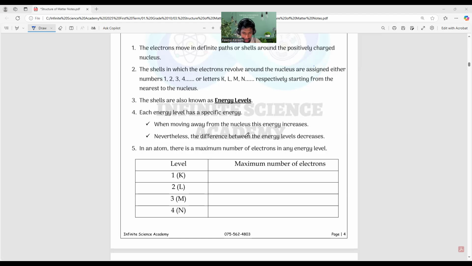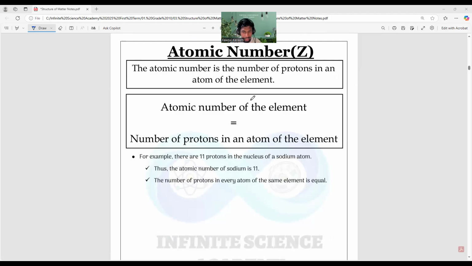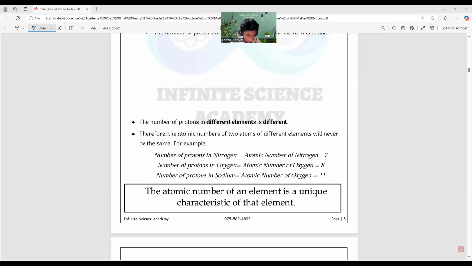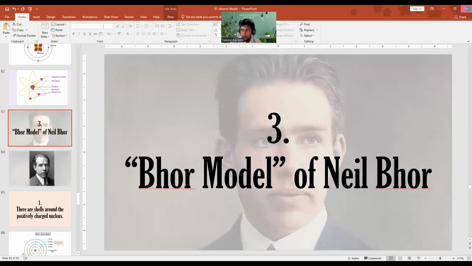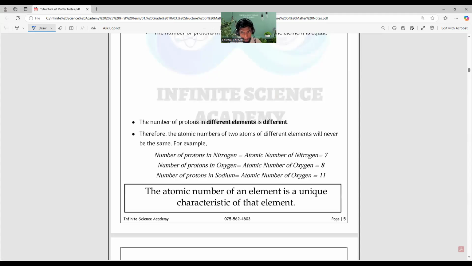So we'll move to the next part, that is atomic number. Okay, the unit is easy, but the questions are hard. Questions are hard. Okay.